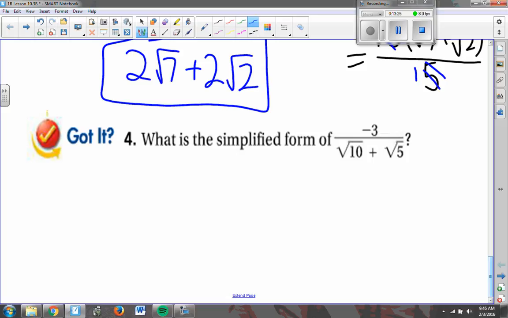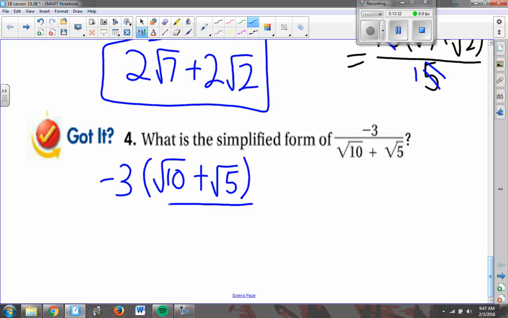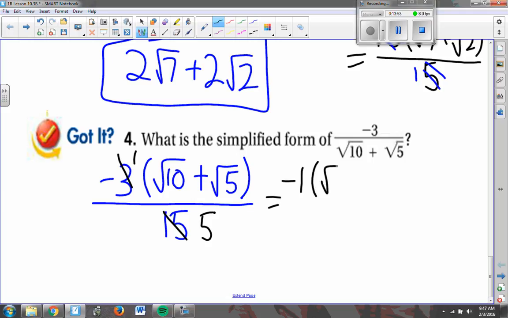Okay, when you multiply the top, you should get this. And we'll leave that alone for a second. The bottom becomes the square root of 100, which is 10, plus the square root of 25, which is 5. So 10 plus 5 gives me 15. And now I can cancel the 3 and the 15. That becomes a 1. This becomes a 5. So I end up with negative 1 parentheses square root of 10 plus square root of 5 over 5.